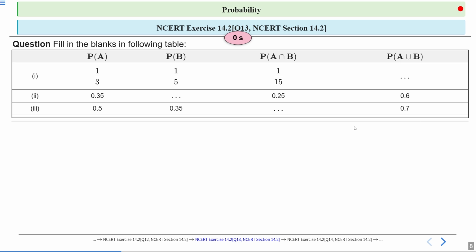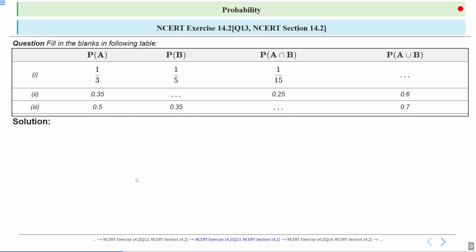Okay, students, now we will solve this question. So here P of A, that means probability of A, is given to us as 1 by 3. Look at the first one first. Probability of A is 1 by 3, probability of B is 1 by 5, and probability of A intersection B is 1 by 15. Now we have to find probability of A union B.